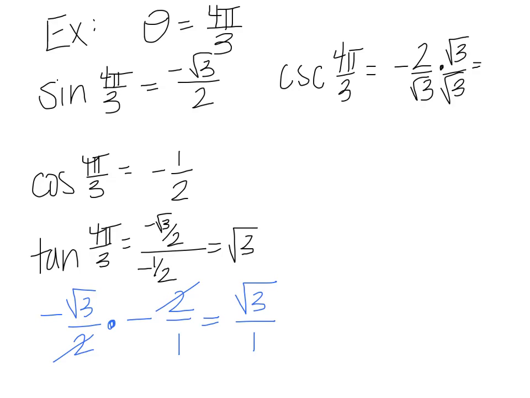So on the top, negative 2 times the square root of 3 would just be negative 2 square root 3. On the bottom in my denominator, I've got square root of 3 times the square root of 3, which is what? Which is 3. Square root of 3 times the square root of 3 gives me the square root of 9, which is just 3. So I have negative 2 root 3 over 3, and that's my cosecant.